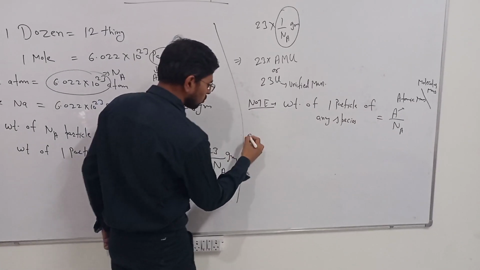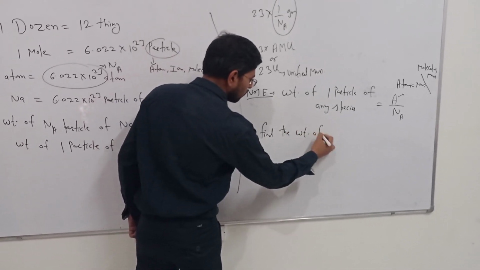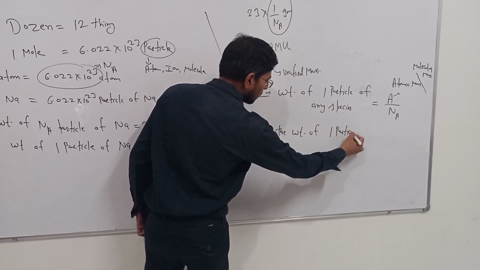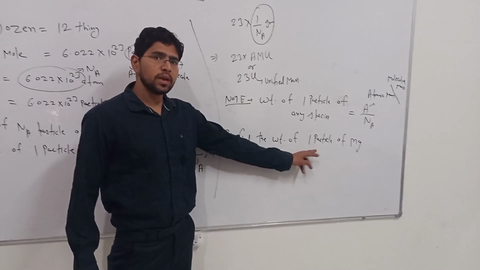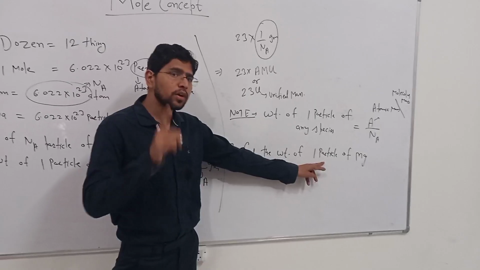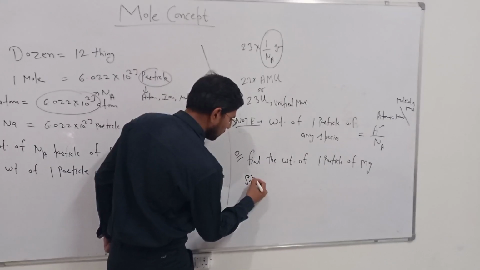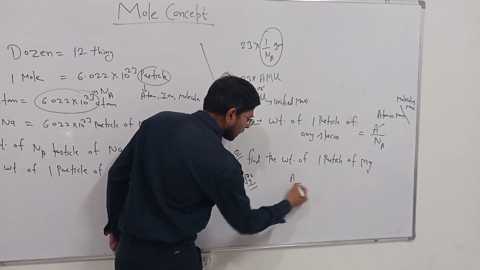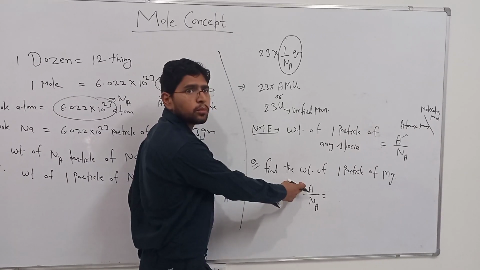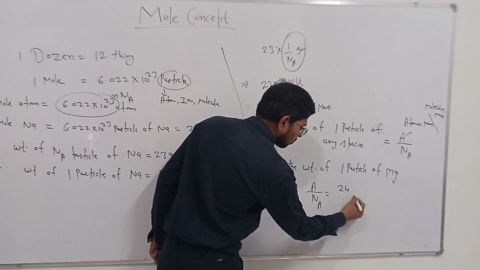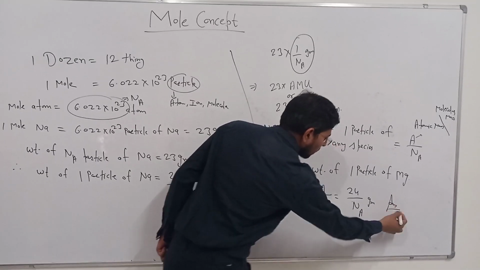Let's see one question. Find the weight of one particle of Mg. Be careful, one particle. We are not asking one mole. We are asking one particle. So the weight of one particle is always A by Na. What is the value of A for magnesium? Atomic mass of magnesium is 24, so 24 divided by Na gram. That is the answer.